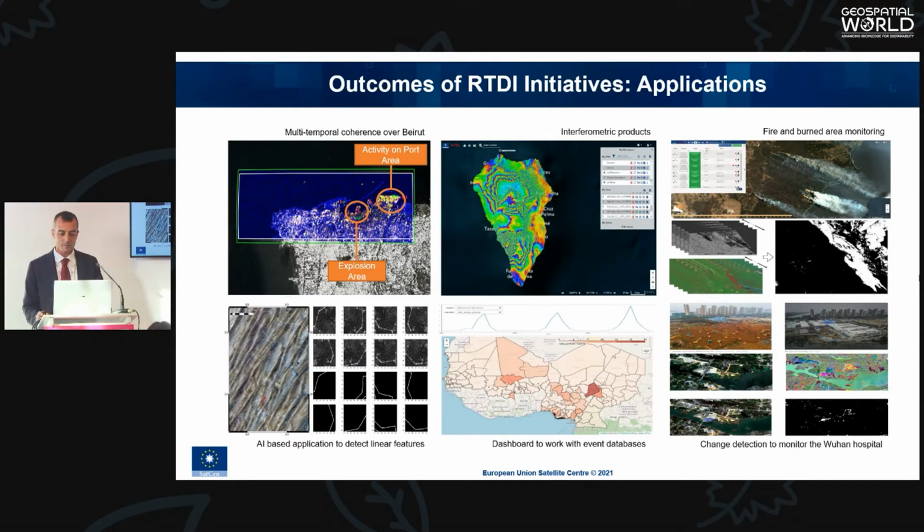Last example, a change detection. We implemented an algorithm in the frame of the Next.js project, an algorithm using, in this case, Sentinel-2 images. And we used this for performing this study some time ago. And this is a change detection using Sentinel-2. We use this to monitor the construction of the Wuhan hospital that we all, I guess, remember in the pandemic, the full, let's say, pandemic period.